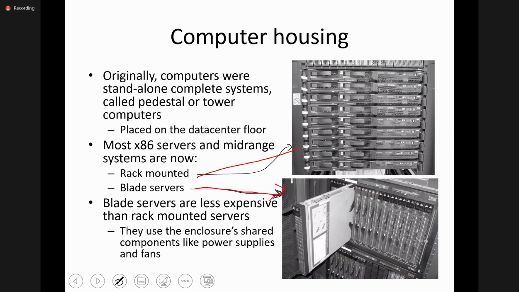The plate servers, before explaining that, there was one question in the final exam last year: mention two or three differences between the rack mounted and plate servers in terms of computer housing.